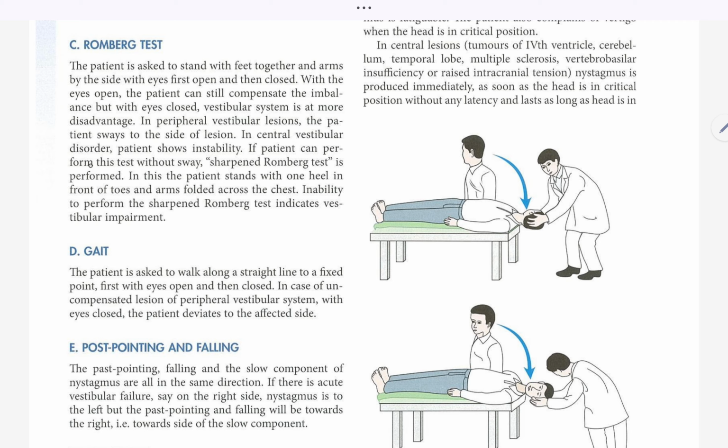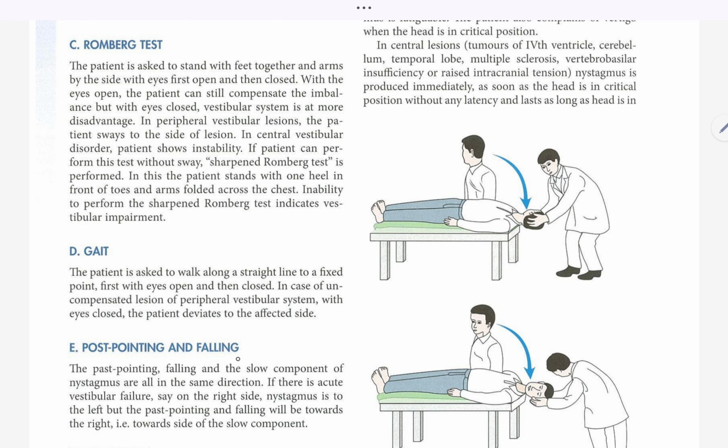If patient can perform this test without sway, sharpened Romberg's test is performed. In this, the patient stands with one heel in front of the toes and arms folded across the chest. Inability to perform the sharpened Romberg's test indicates vestibular impairment. Gait. The patient is asked to walk along a straight line to a fixed point, first with eyes open and then closed. In case of uncompensated lesion of peripheral vestibular system with eyes closed, the patient deviates to the affected side.